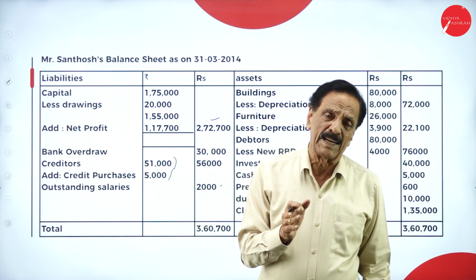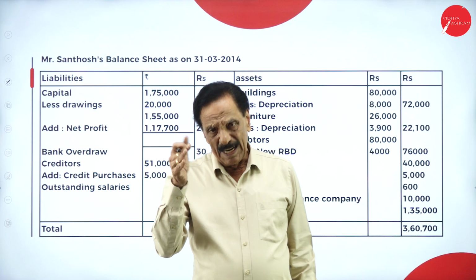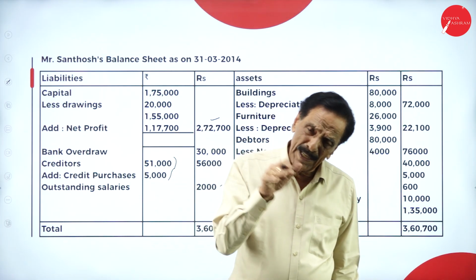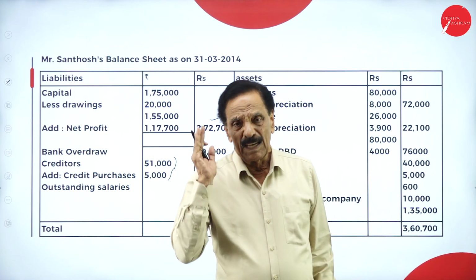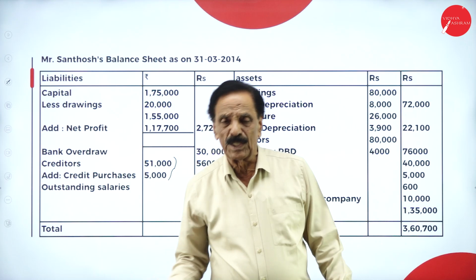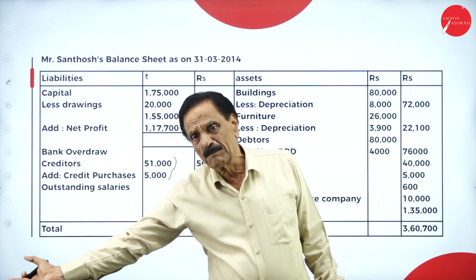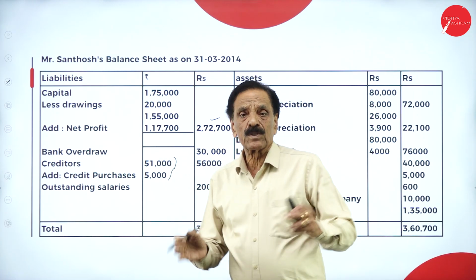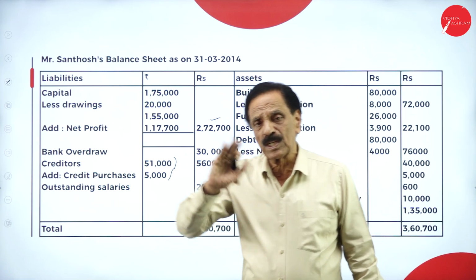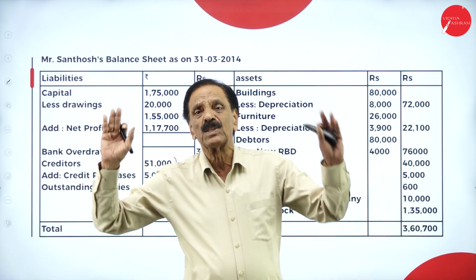This is very important. So format of capital: opening capital, add interest on capital, add net profit, minus drawing, minus interest on drawing. Any outstanding should be added, then it will come on the liability side of the balance sheet. Any prepaid should be deducted. It will come on the asset side of the balance sheet. All things based on trial balance. I told trial balance, debit side expenses, credit side income, debit side asset, credit side liability. This is a good base.